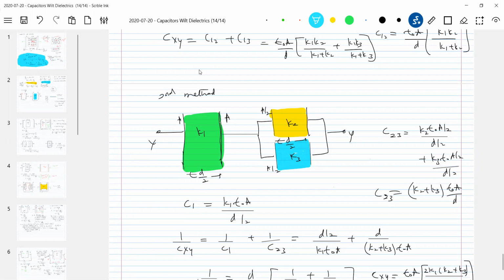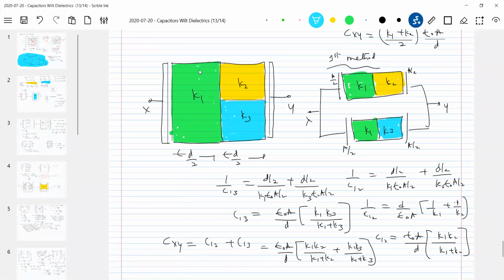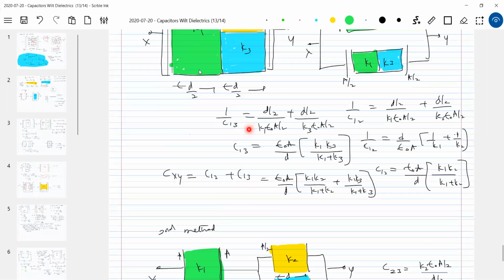So here, the equivalent, what we did, we just divided this K1 into two parts: a part of K1 in series with K2, and a part of K1 with K3. This is what we did in the first method. The second part, we didn't do like that.